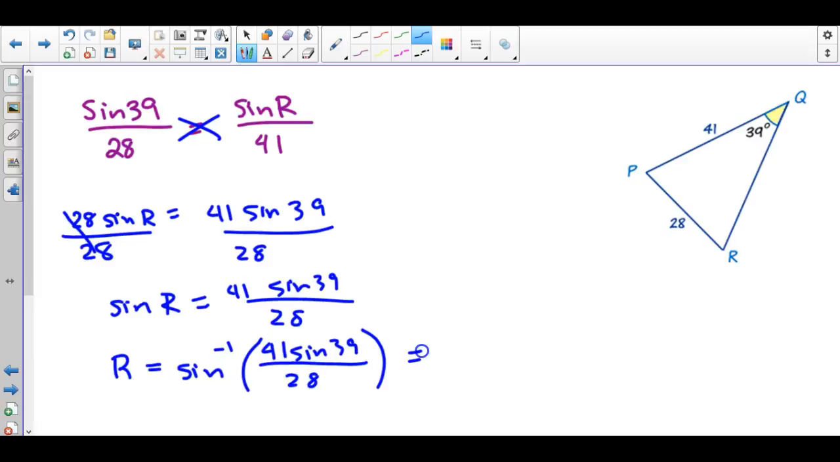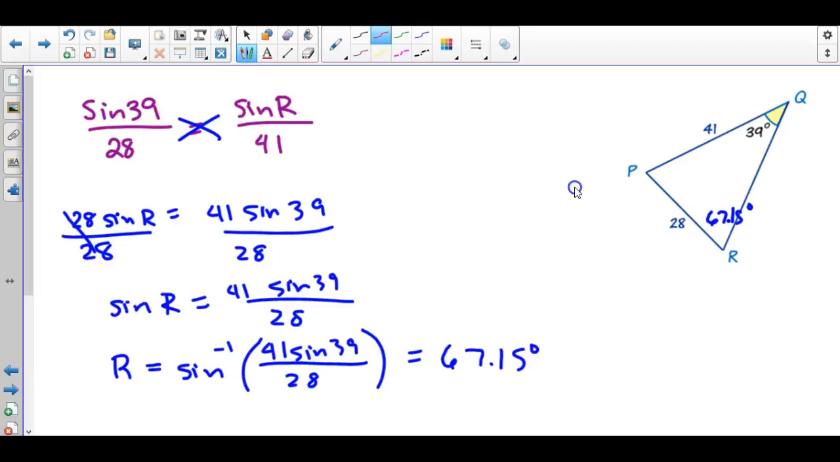So I'm going to do this in mine. I'm going to press second sine, and in my calculator I have 41 times the sine of 39, closing the parentheses, divided by 28, and I'm getting an angle measure of 67.15 degrees. So that is what this is for angle R.